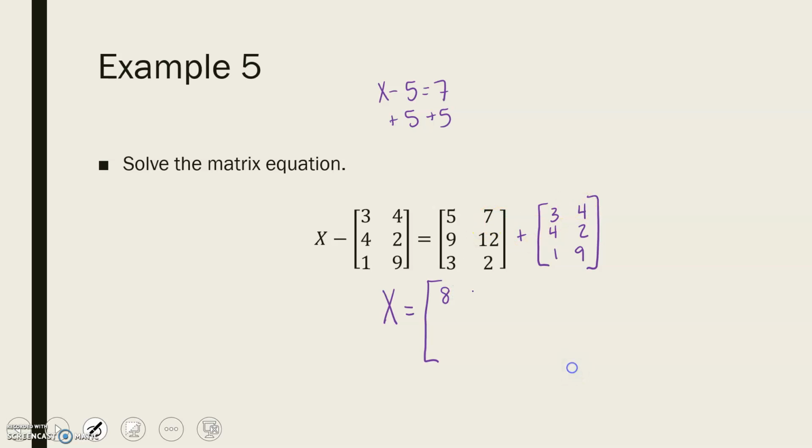X equals 5 plus 3 is 8. 7 plus 4 is 11. 9 plus 4 is 13. 12 plus 2 is 14. 3 plus 1 is 4. And 2 plus 9 is 11. And that's it. I could plug this in and check: 8 minus 3 is 5, 11 minus 4 is 7, etc., just to make sure that it works if I wanted to check my work.